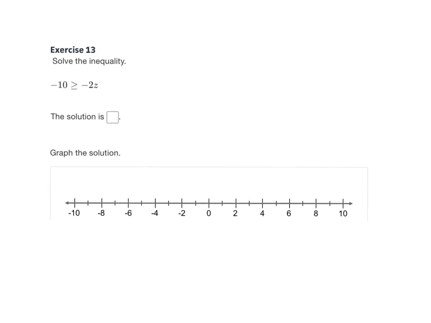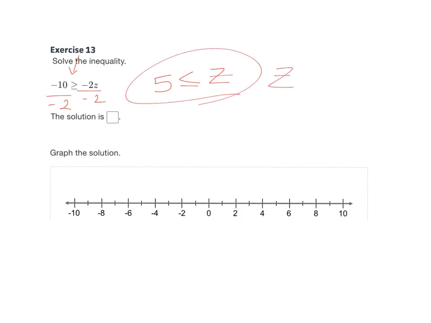On number 13, we're going to do the inverse operation of multiplying by negative 2, which is dividing by negative 2. We're going to do that on both sides. Negative 10 divided by negative 2 is positive 5. I have to flip the inequality. Let's not forget that because I'm dividing by negative 2. That's going to be less than or equal to z. Now we're going to flip this whole equation. That's going to give me z greater than or equal to 5. Closed circle at positive 5, and it's going to the right. My inequality tells me going to the right.